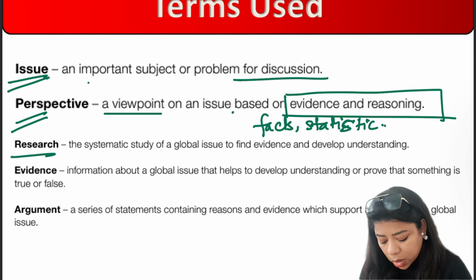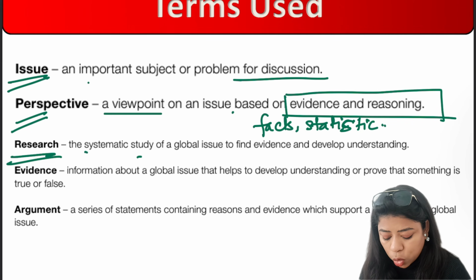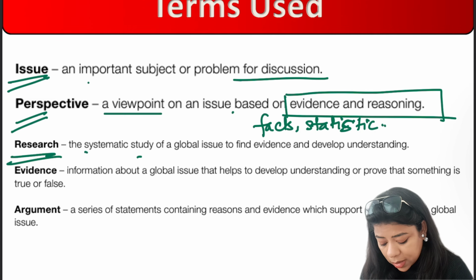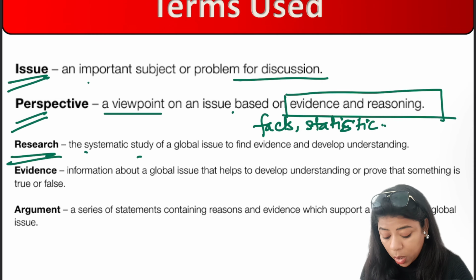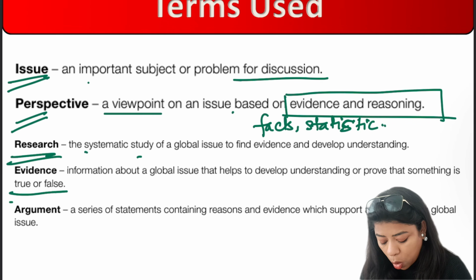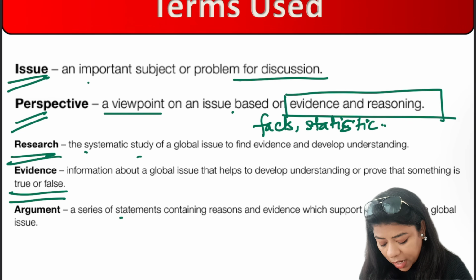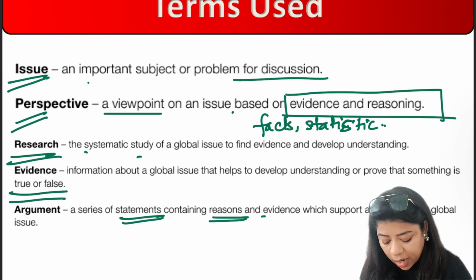Research is the systematic and focused study of a global issue to find evidence and develop understanding. That is what we cover in the research part. Evidence is the information about a global issue that helps to develop understanding or prove that something is true or false. Argument is a series of statements containing reasons and evidence which support a claim about a global issue.